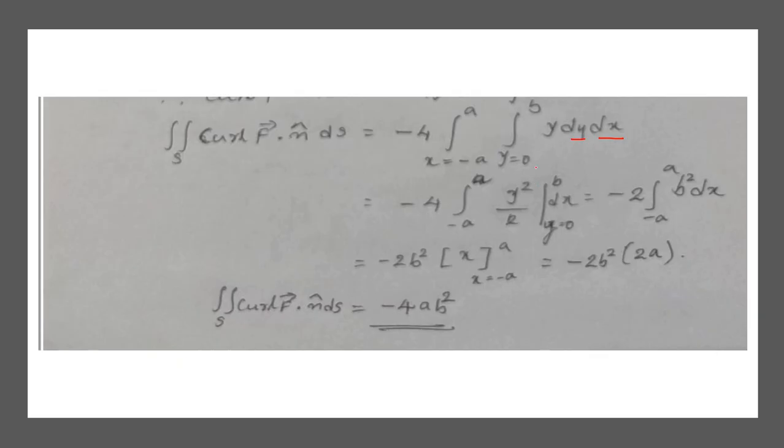First integrate with respect to y. The integral of y is y square by 2, with limits y equal to 0 to b, dx. Substituting the limits, I have got minus 2b square dx. The integral of dx with respect to x is x. So after substitution, I got the value minus 4ab square. So this is the last question of module 2.